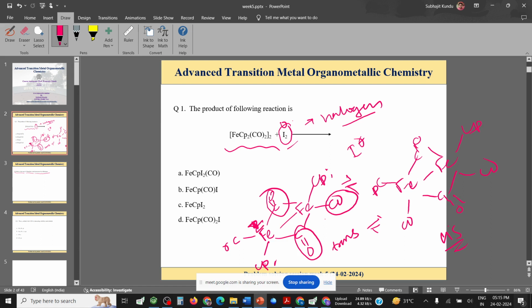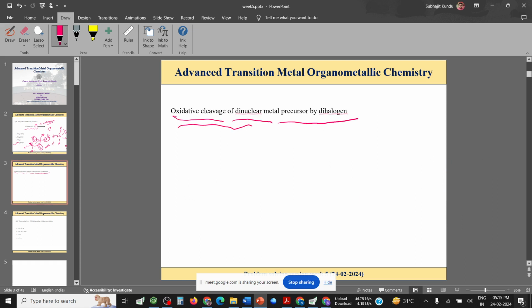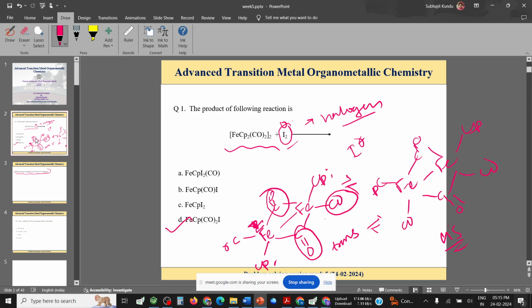So our answer for this question will be FeCp(CO)2I. This is called the oxidative cleavage of binuclear metal precursor by the halogen. This is a very important question. We need to remember that dinuclear metal carbonyl complexes in the presence of a halogen undergo oxidative cleavage. So here our answer will be FeCp(CO)2I, not this one.